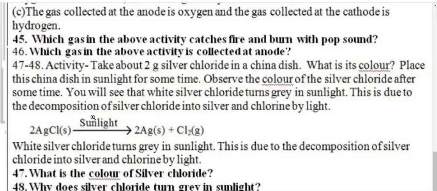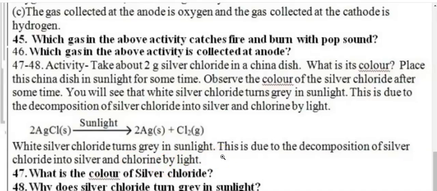So students, if you see this reaction here, AgCl, that is silver chloride, is giving you silver and chlorine, and then white silver chloride turns grey after some time or in the sunlight. This is due to the decomposition of silver chloride into silver and chlorine by light.